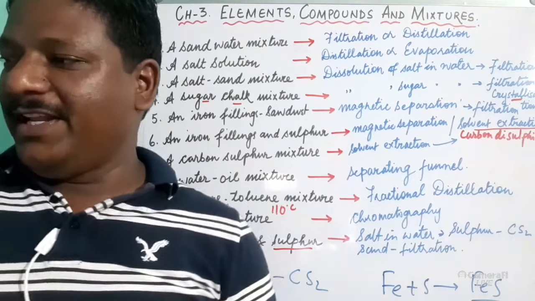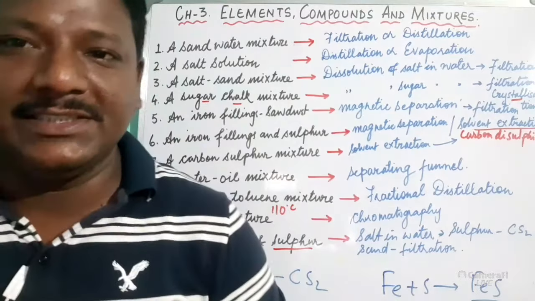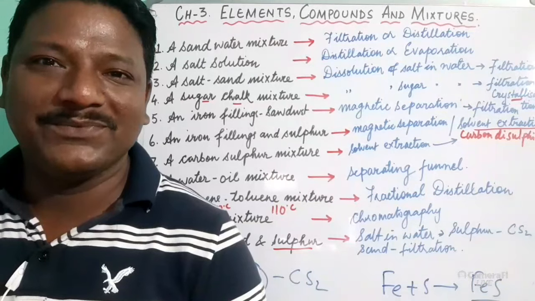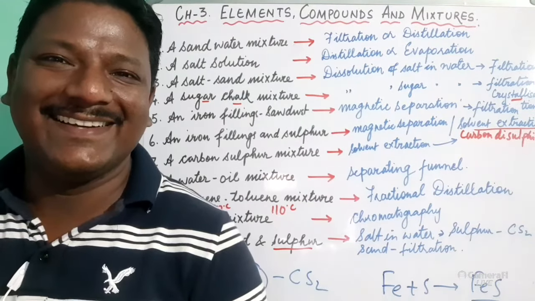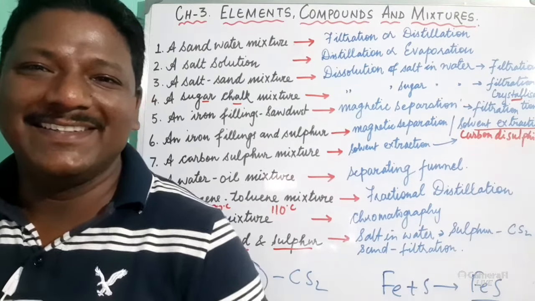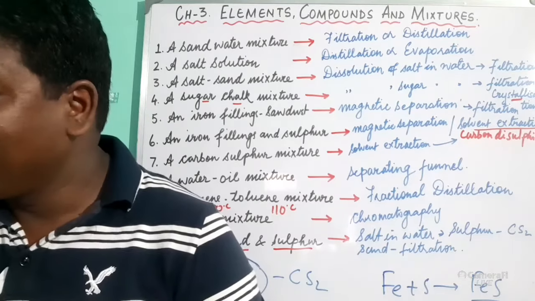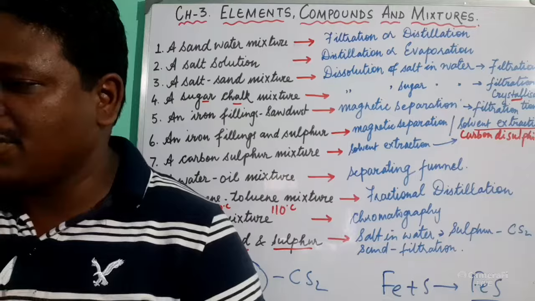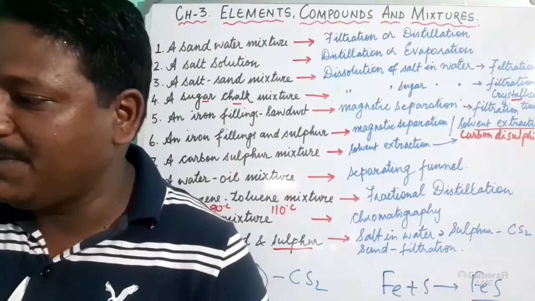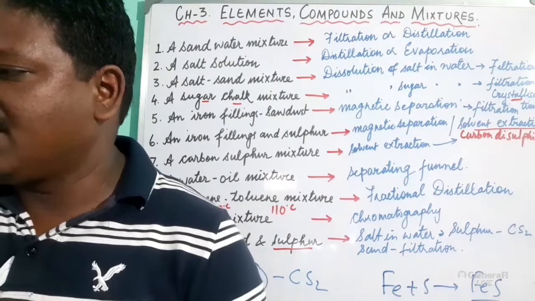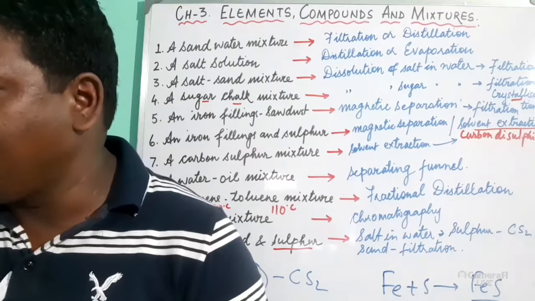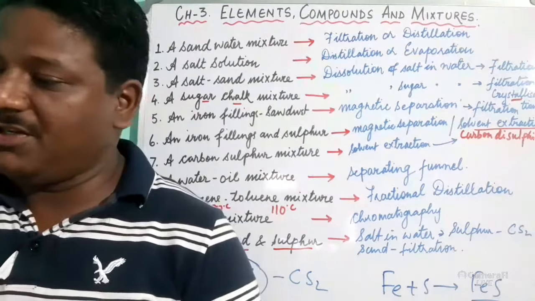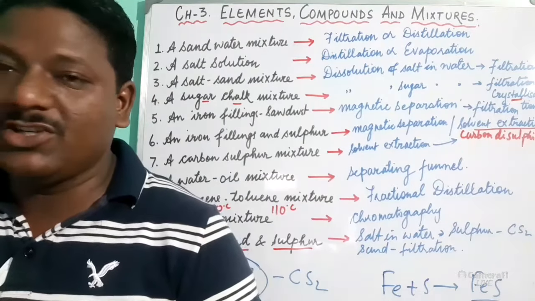Okay, then fill in the blanks. Let us see the fill in the blanks. Question number 1. A dash can be split into simpler substances by physical means like filtration, sublimation and distillation. The answer will be mixture.